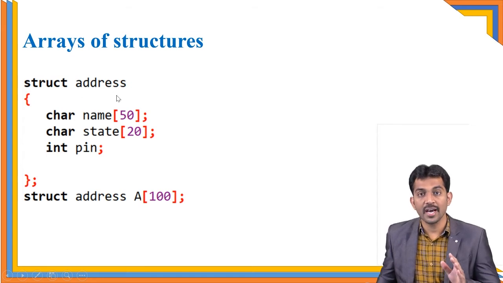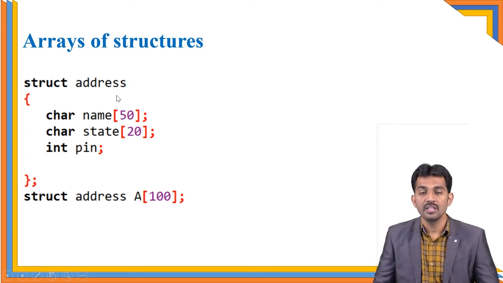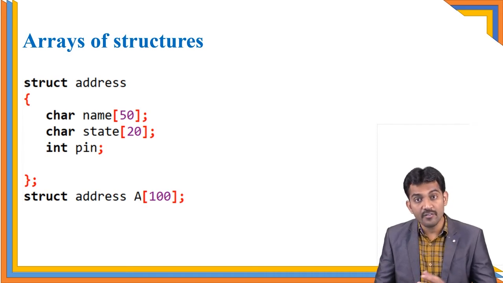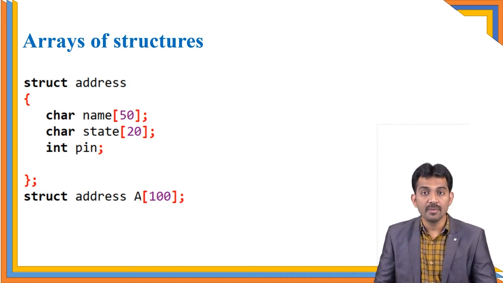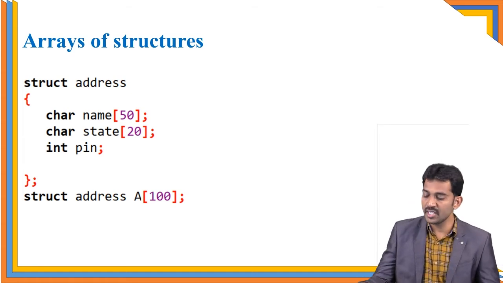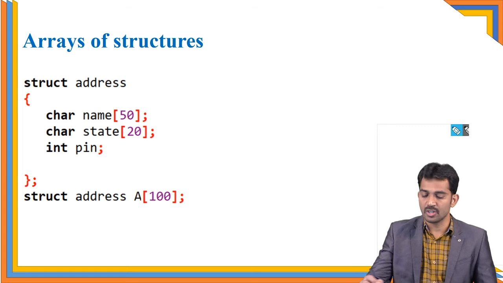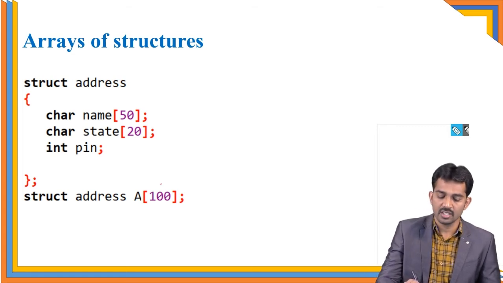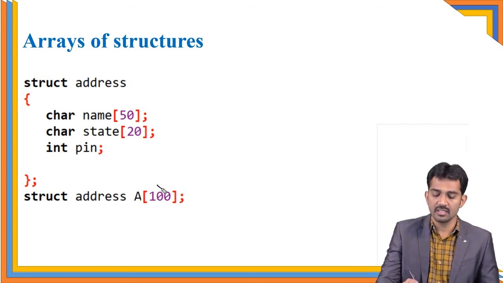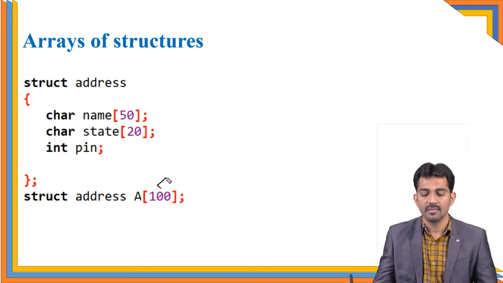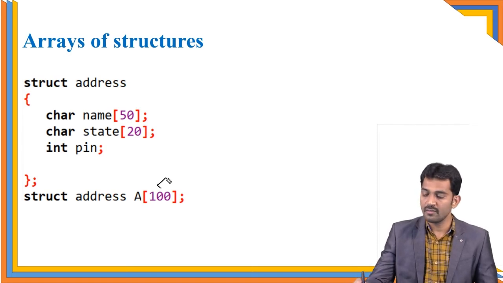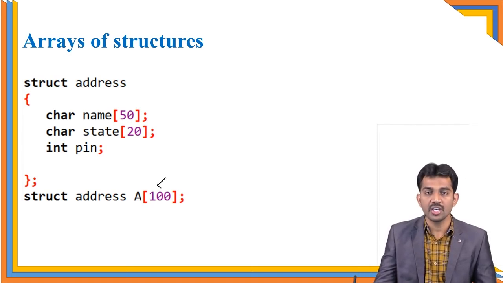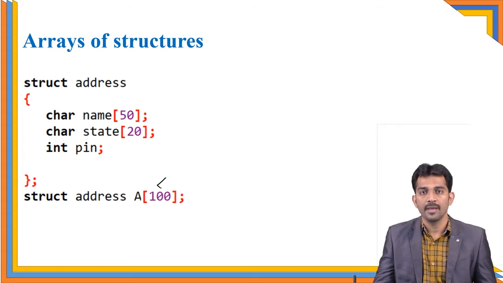For example, if you want to store the 100 students' addresses, then you need 100 structure variables. All are of which type? Address type. So I simply used an array of structures here. Observe carefully, this is the array of structures. By using an array of structures, you are going to solve that problem.